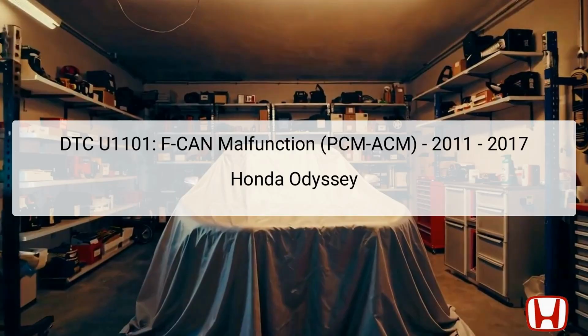The DTC code U1101 refers to a failure in the FCAN, Controller Area Network for the Powertrain communication link between the Powertrain Control Module, PCM, and the ACM, Audio Control Module. This issue can stem from various electronic faults or connection problems within the network.